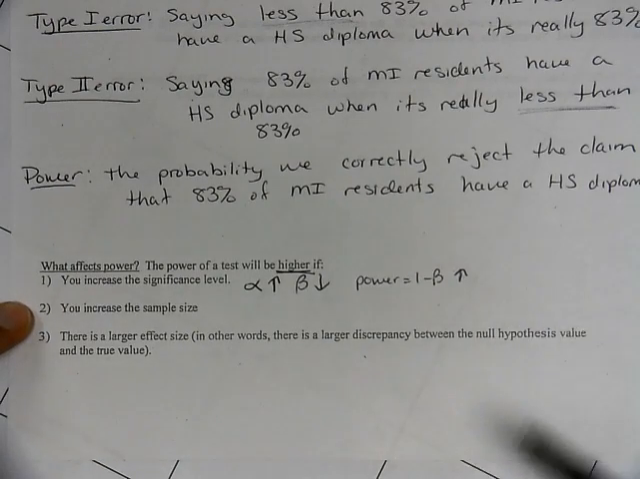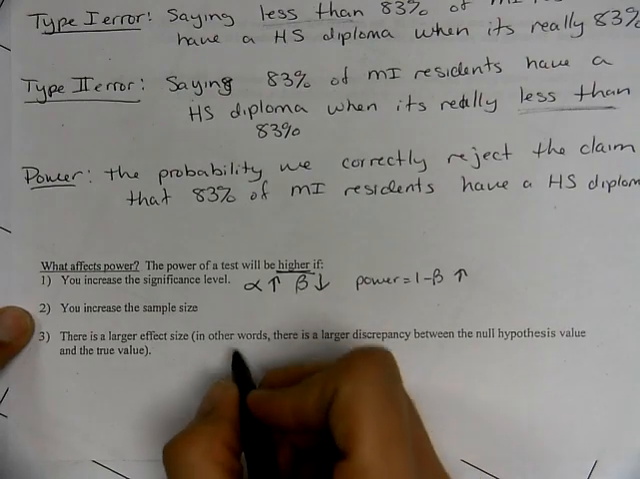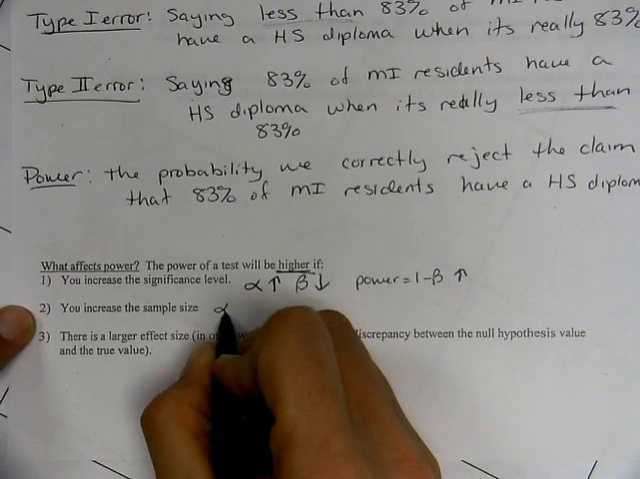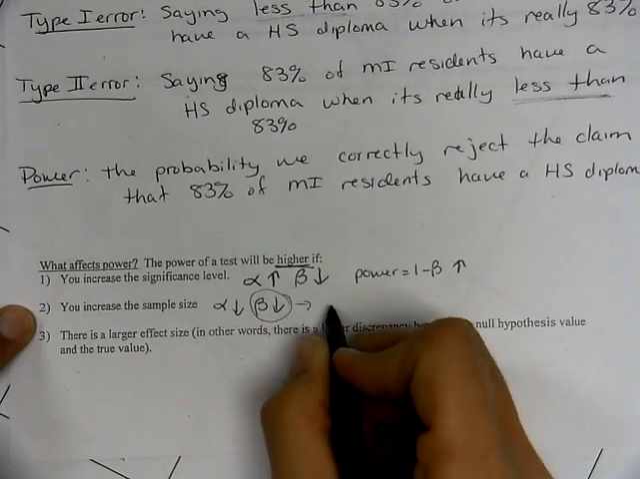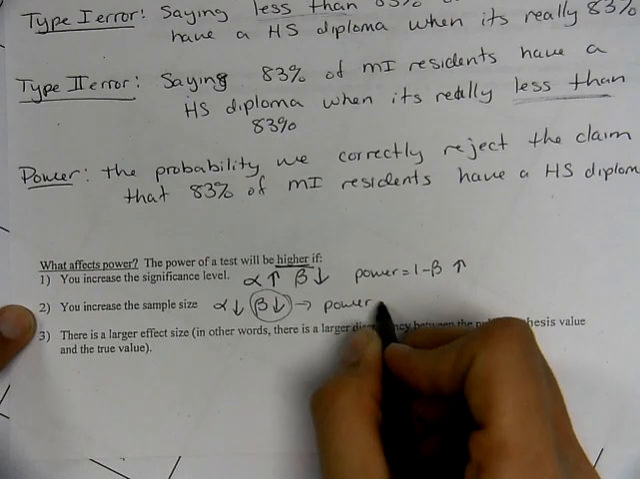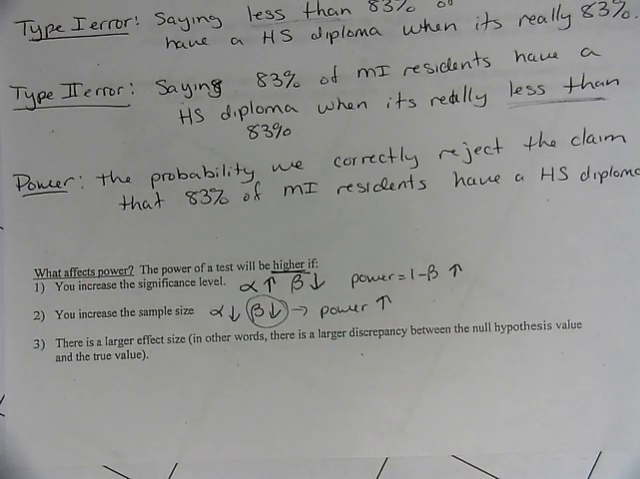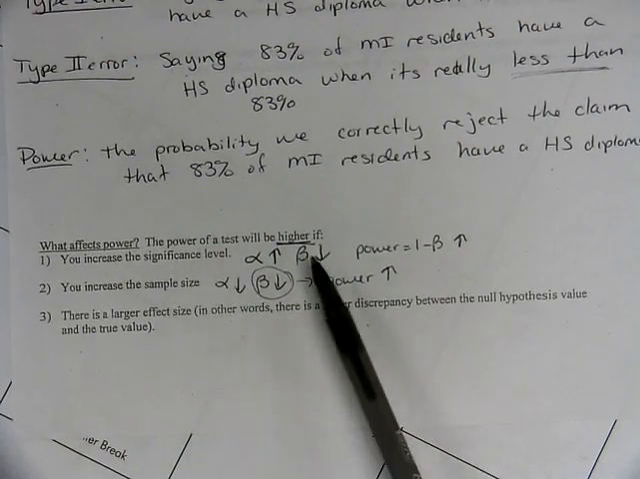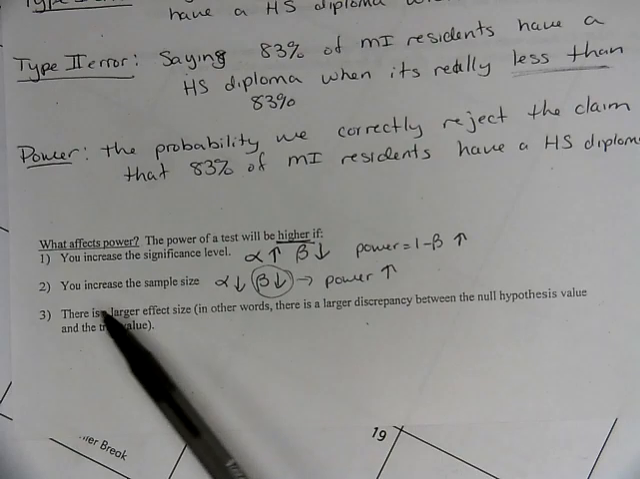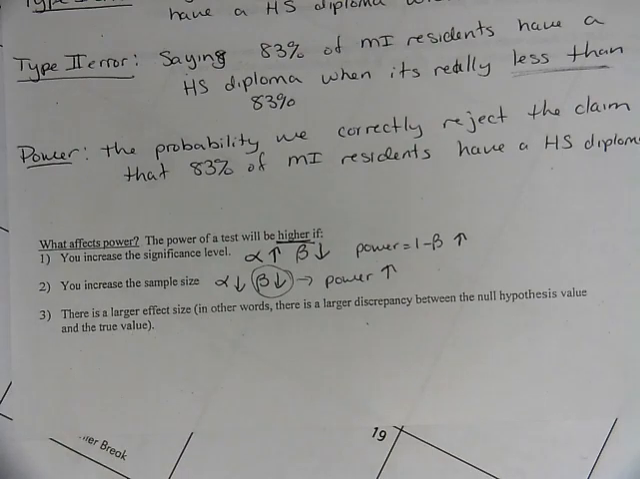You can increase your sample size. Because remember, when you increase your sample size, you decrease alpha, but you also decrease beta. So if you're decreasing beta, that means your power is increasing. And we've talked about these before in terms of alpha and beta. Now, the one thing we haven't really talked about yet that works with power is what we call a larger effect size, meaning there's a larger discrepancy between the null hypothesis and the true value.